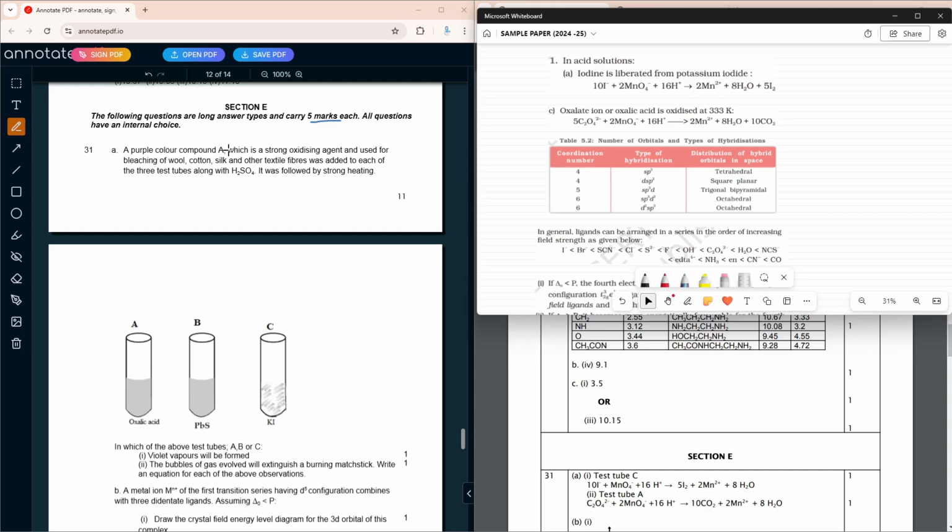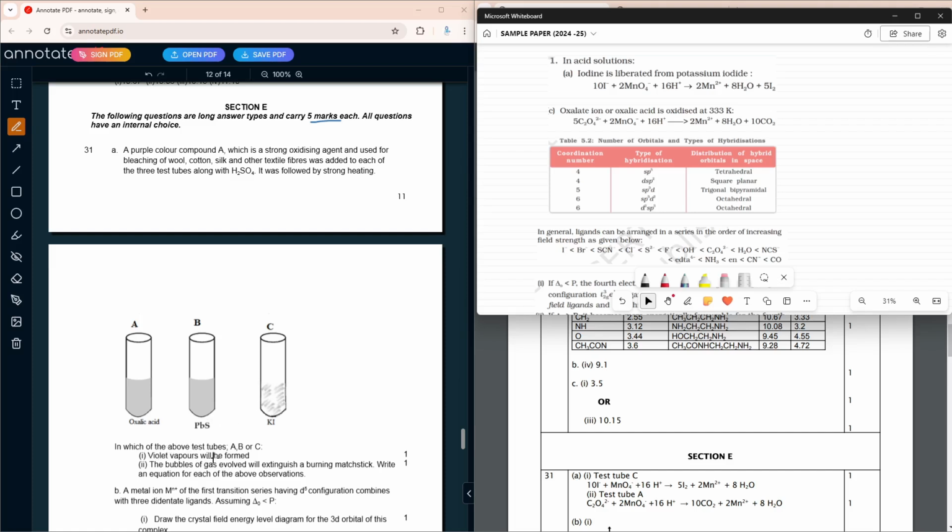It is a purple compound A, and it talks about reactions with PBS, oxalic acid, and potassium iodide. So this is obviously from the chapter on D and F block elements. We're talking specifically about potassium permanganate, right? Because that's the purple compound, and under potassium permanganate you have the reactions in acidic solutions.